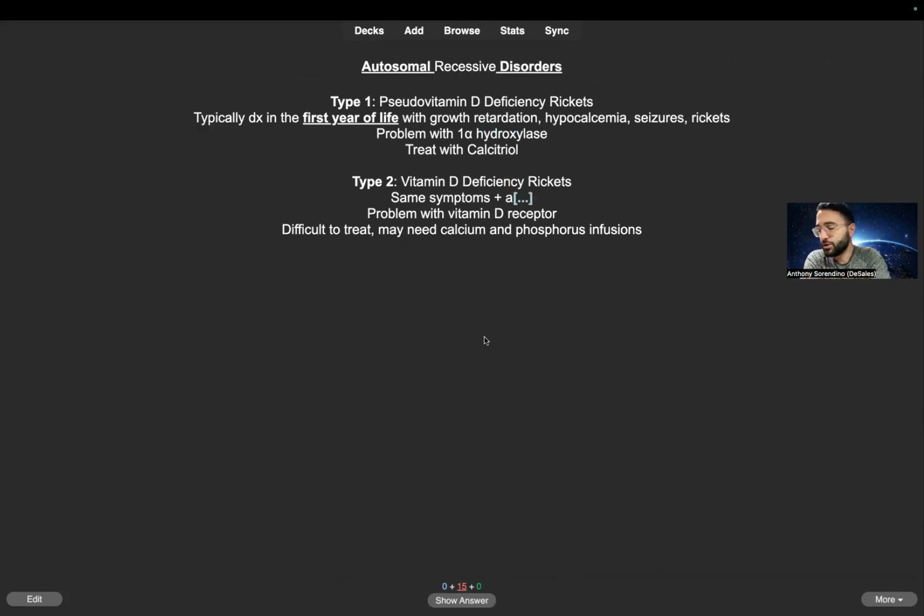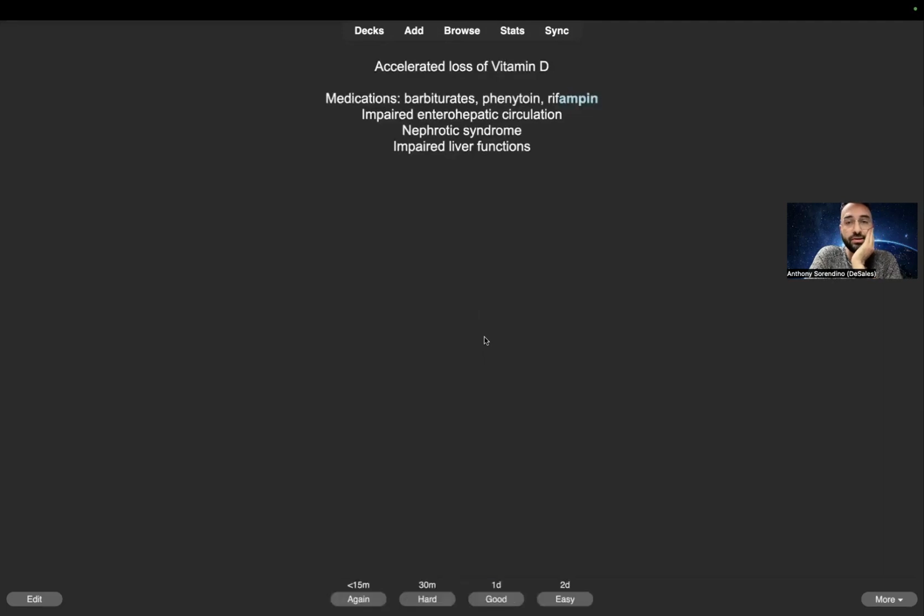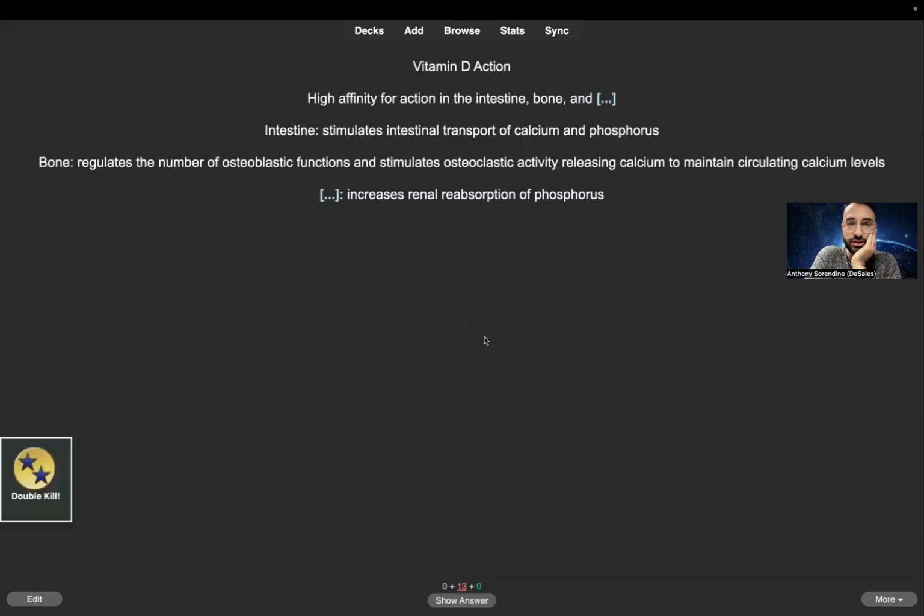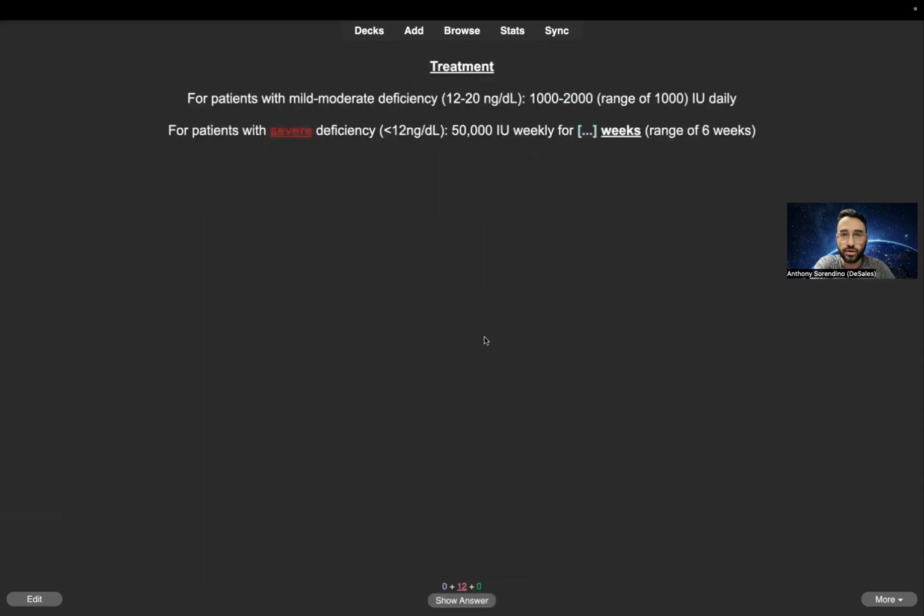You're going to get alopecia when? In the non-pseudo vitamin D deficiency rickets. Rifampin is going to kill your vitamin D through accelerated loss. High affinity fraction in the intestine, bone, and kidneys. That's where we're going to get that phosphorus increase. 12 more cards. Let's go.